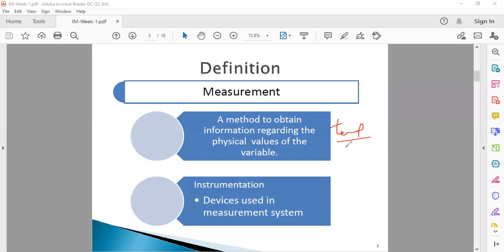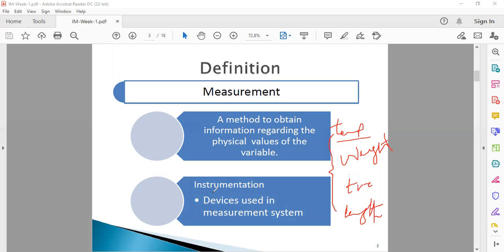So temperature, weight, time, length. These are all the physical values, the physical variables. For these we have to obtain some information. The method of obtaining the information regarding these physical quantities is called the measurement.